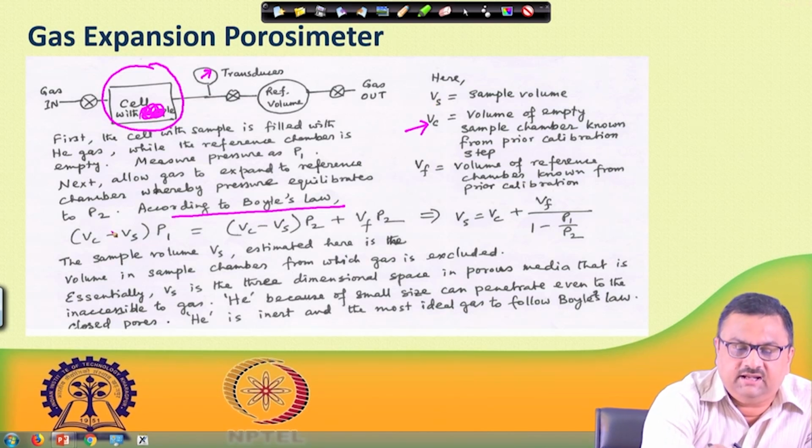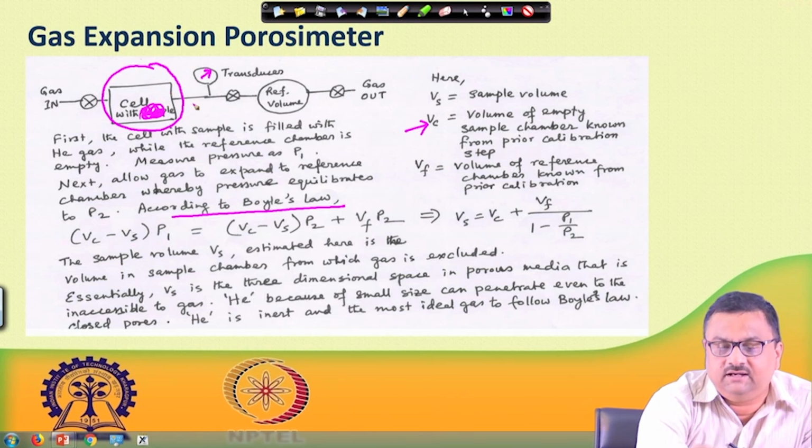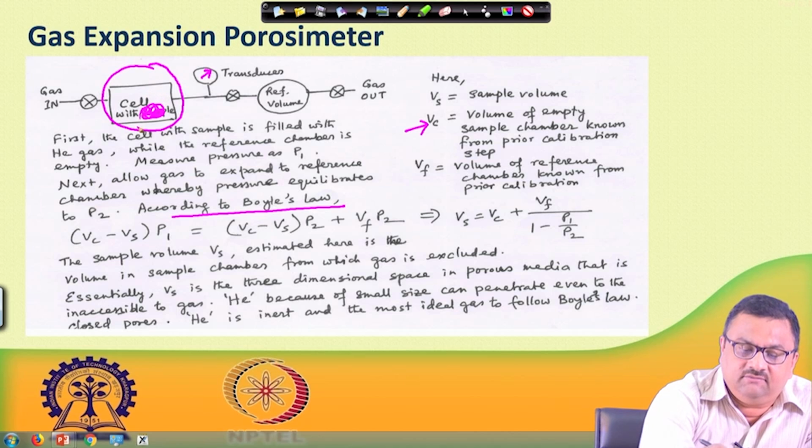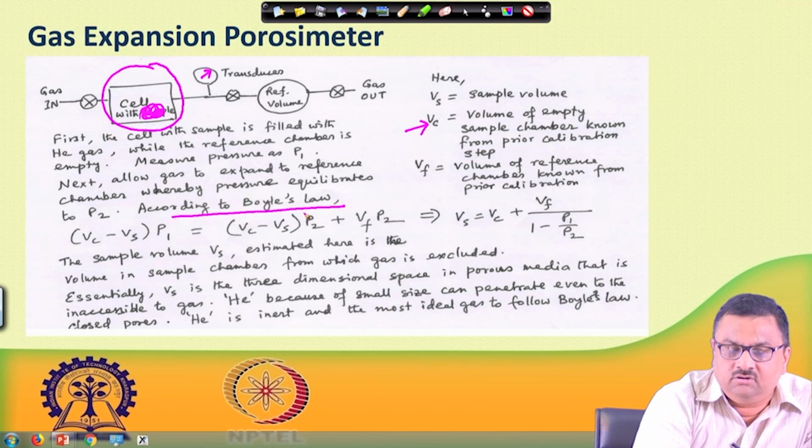Vc is the volume of this sample cell, and Vs is the volume of the sample. So, Vc minus Vs gives the volume of the gas occupying here, and multiplied by P1, we get P1 V1, where V1 is the volume of the gas in this sample cell. The same gas, after allowing flow from this cell to the reference cell, reaches pressure P2. Earlier it was P1 V1, now it has to be P2 V2. So, that would be P2 into Vc minus Vs, since this volume remains the same.